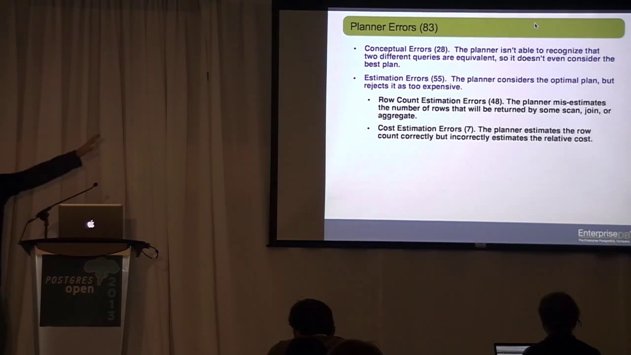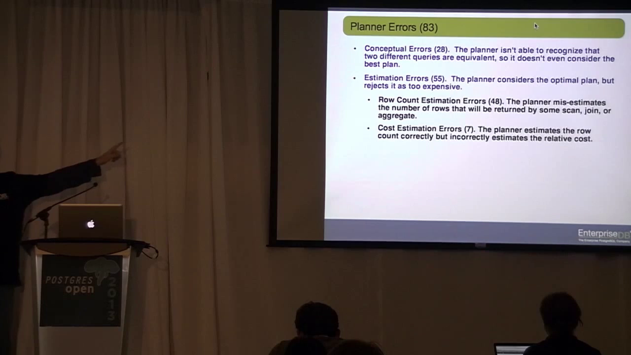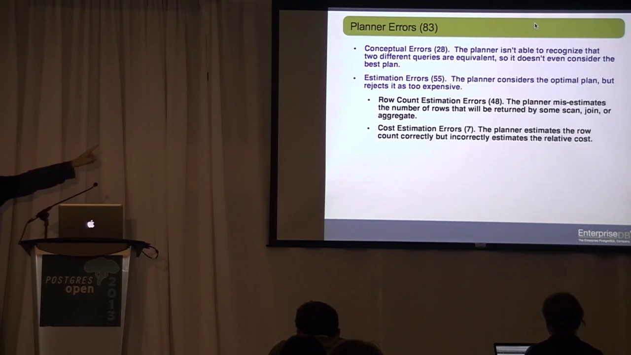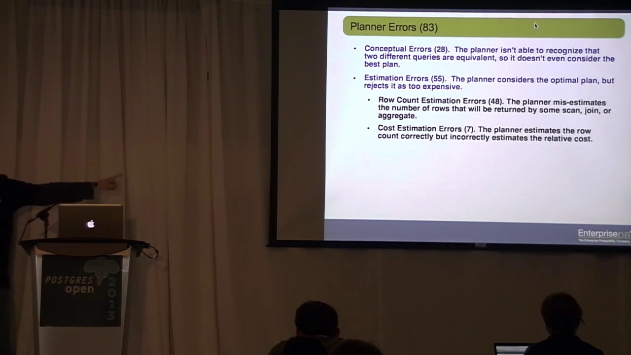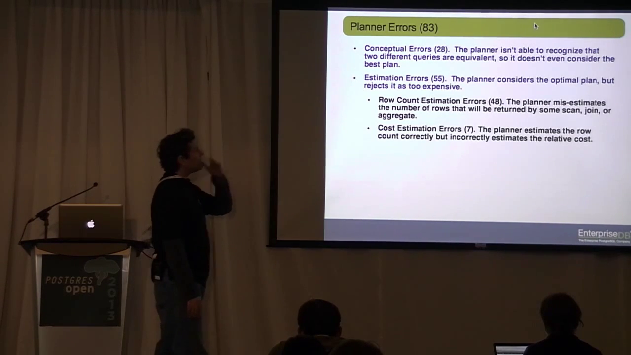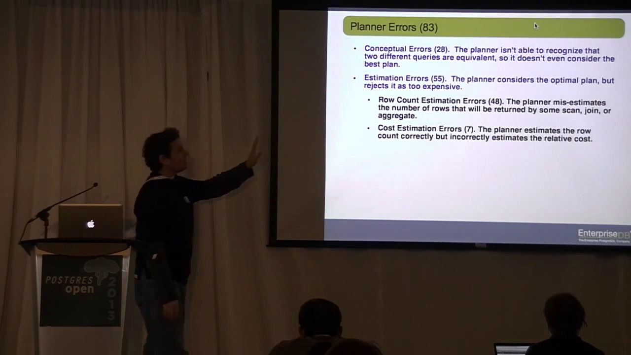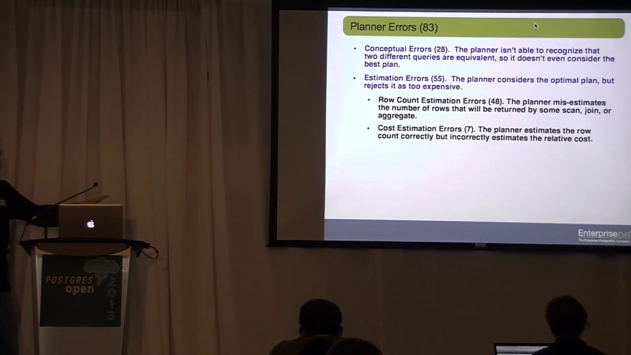That accounted for 28 of these cases. These are also known as the good cases, because in those cases, you can fix the problem pretty easily by writing the query in a different way that does cause the good plan to be considered. And then the other 55 were estimation errors, where the planner considers the optimal plan, but it rejects it because it thinks it's too expensive.